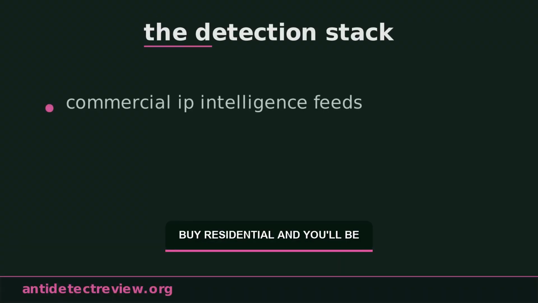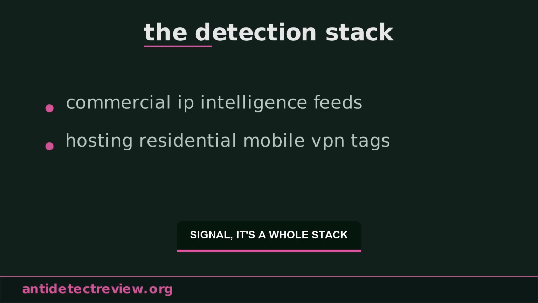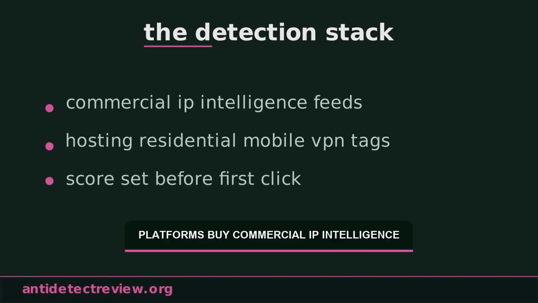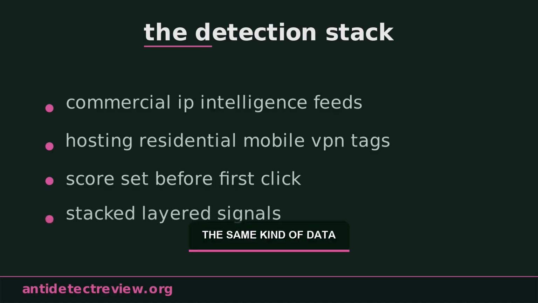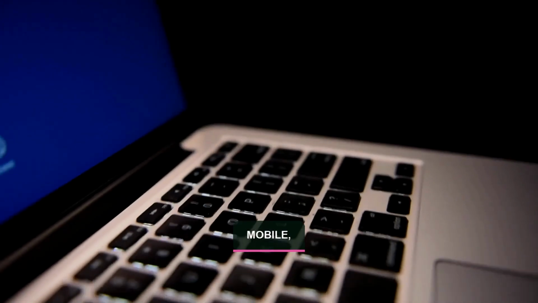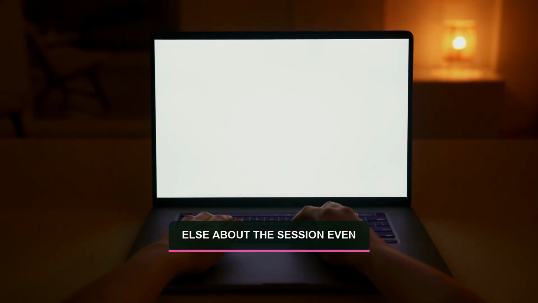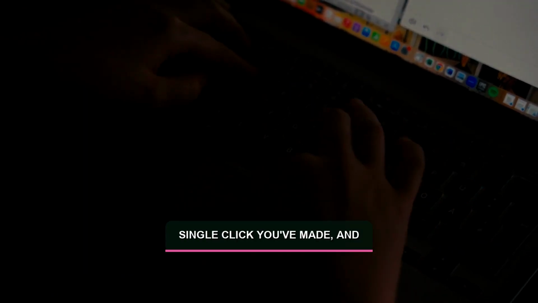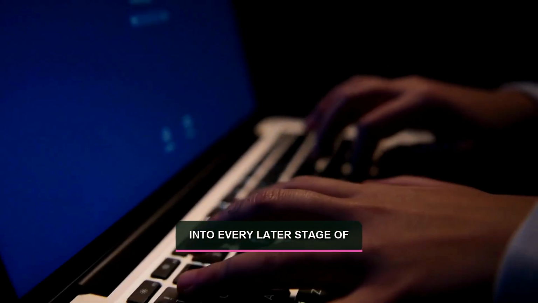Here's the part most "just buy residential and you'll be fine" advice conveniently skips over. Detection isn't one signal, it's a whole stack of them working together in the background, layered so that no single check has to carry the whole decision. Platforms buy commercial IP intelligence data, the same kind of data that feeds fraud filters, ad networks, and banking risk engines, and every single IP gets tagged as hosting, residential, mobile, VPN, or proxy before anything else about the session even gets evaluated. A data center ASN is a point against you before the platform has looked at a single click you've made, and that score follows the connection into every later stage of the check.